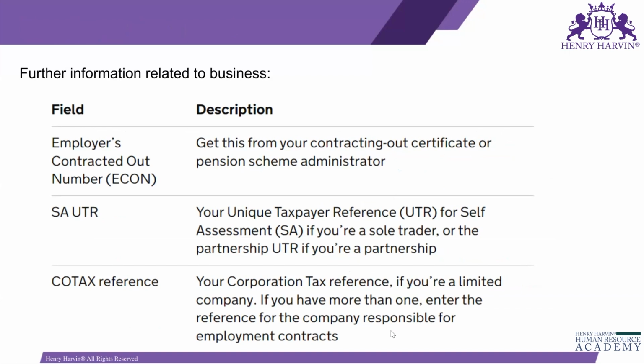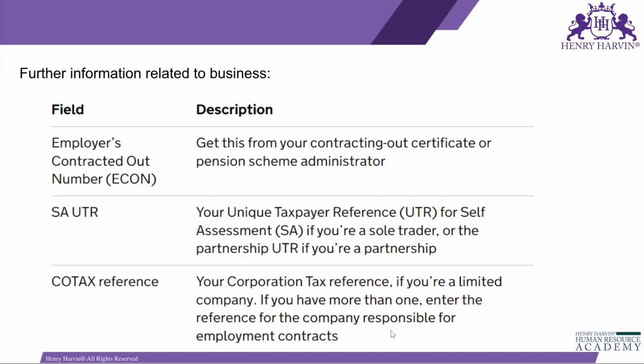There we were studying the SCON number. Okay, that was the state one. Okay, this is the employer's contracted out pension scheme. Get this from your contracting out certificate or pension scheme administrator. Okay, SAUTR, this will be extra that you will see, your unique taxpayer reference for self-assessment.